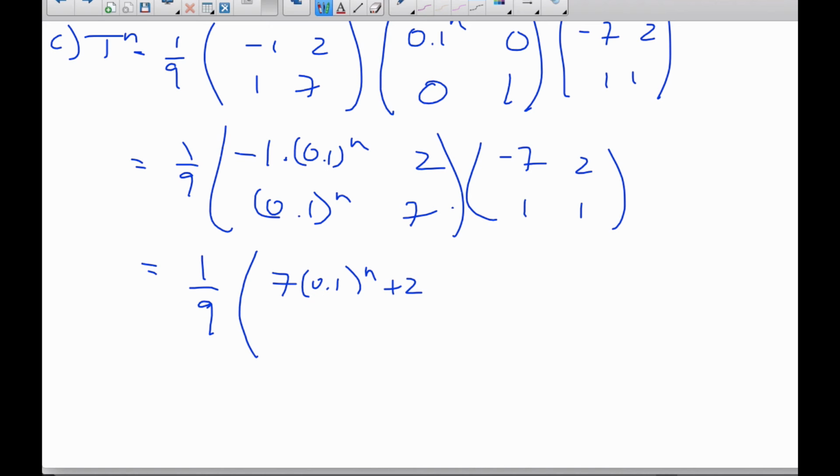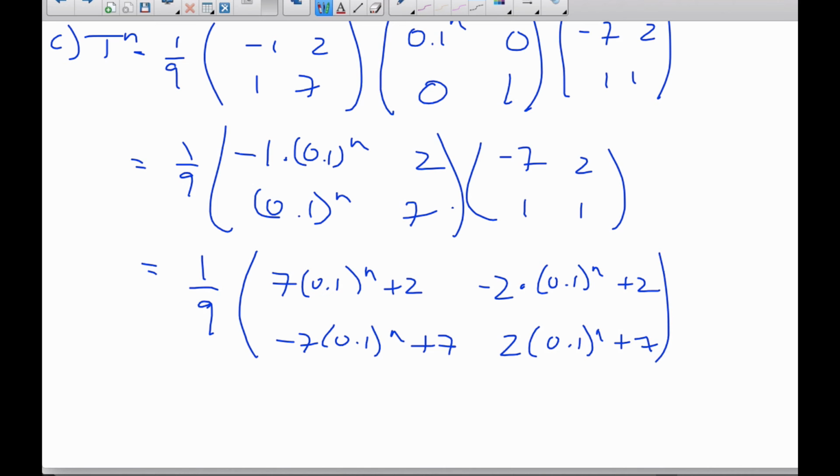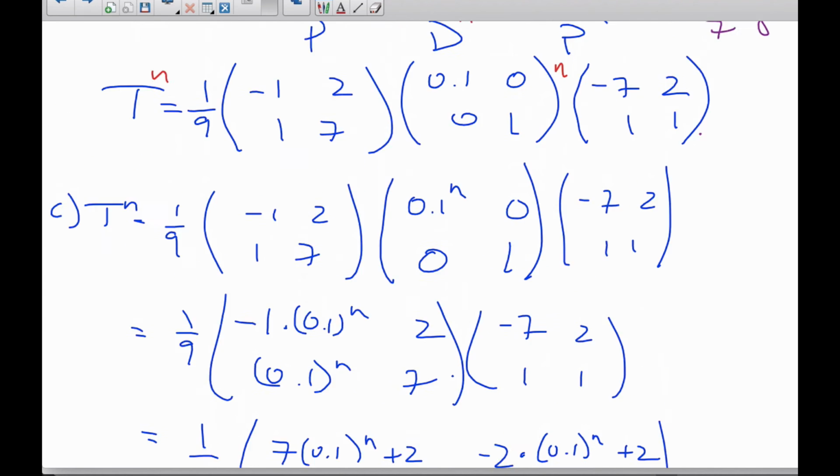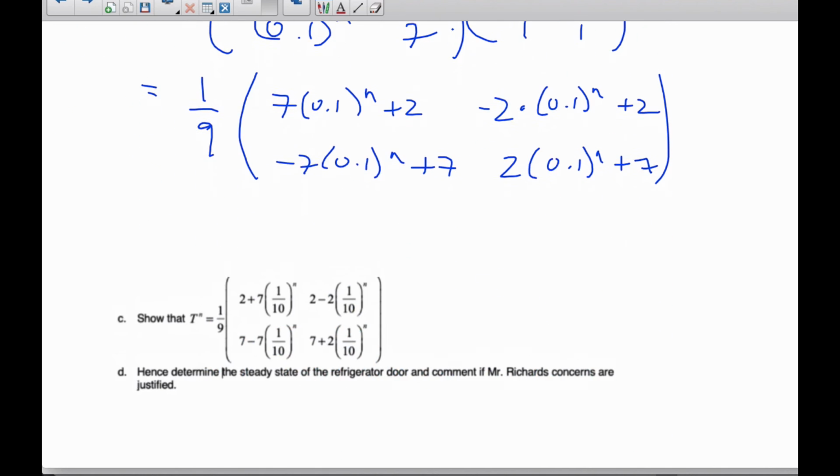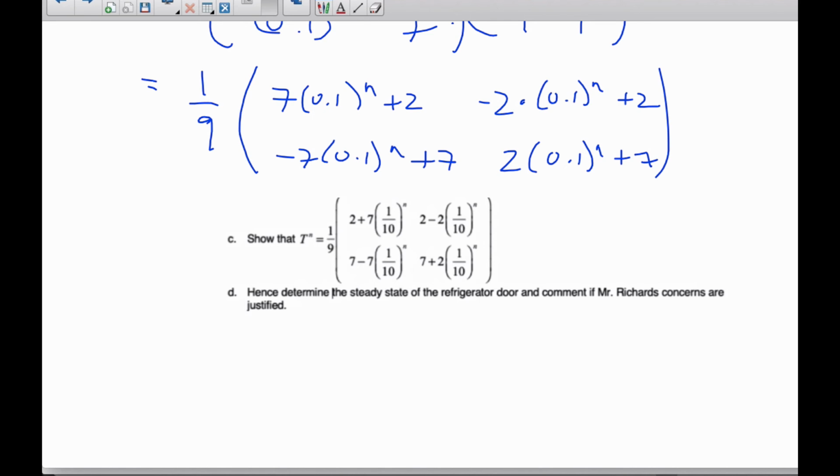So that's the first one. When I go to the next one, I'm going to take -1 times 0.1 to the power n times 2. So that's going to be -2 times 0.1 to the n. And then it's going to be plus 2 again. And going to the bottom row, it's going to be 0.1 to the n times -7. So that's -7 times 0.1 to the n plus 7. And finally, 0.1 to the n times 2. So 2 times this plus 7. And hopefully that is the same as what they were asking for. A little bit tricky, the computations there. But when I look at it, these are indeed equivalent to what is written here. Excellent.